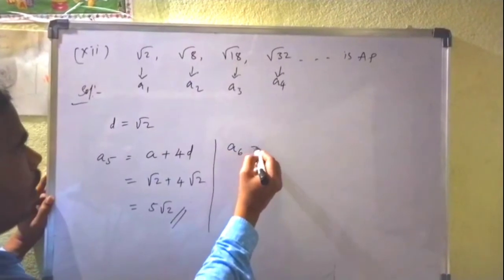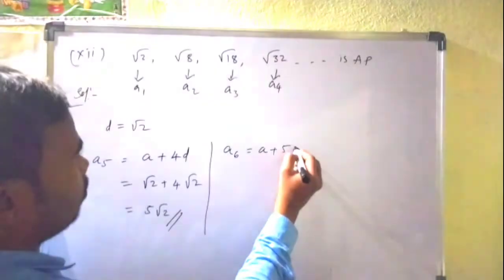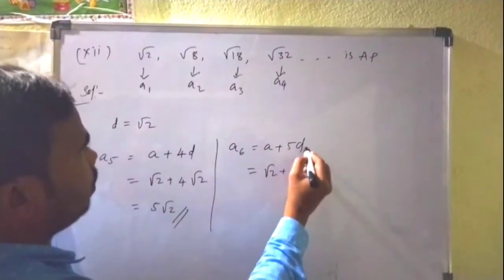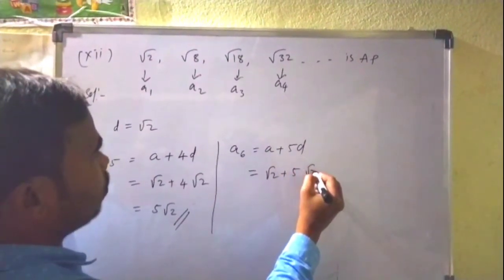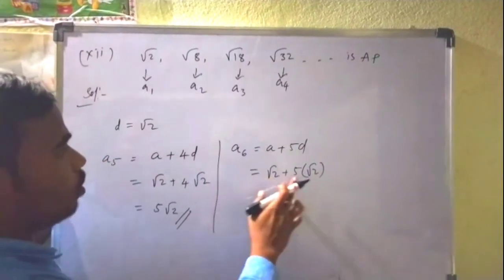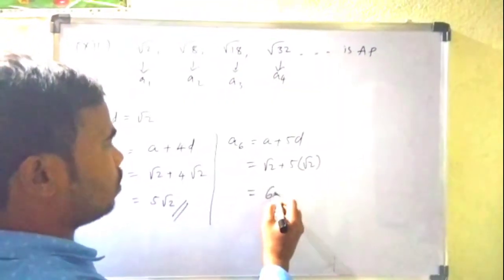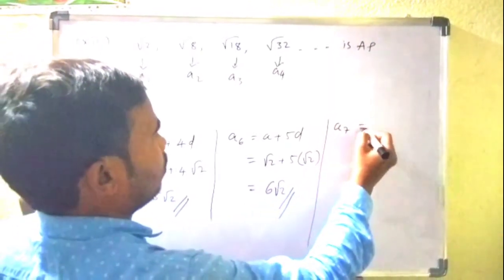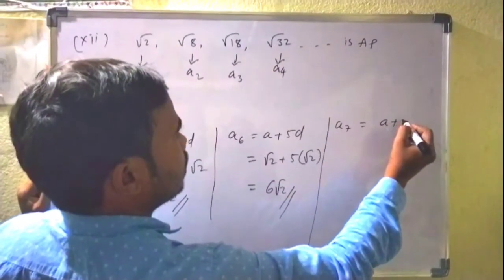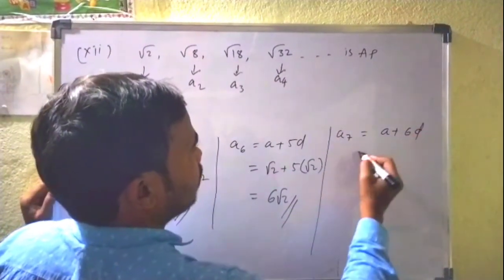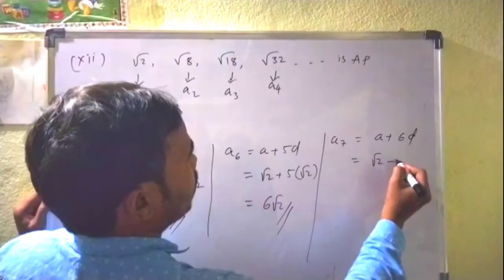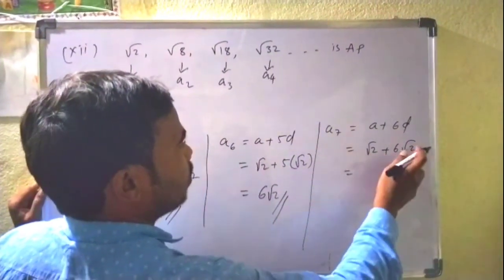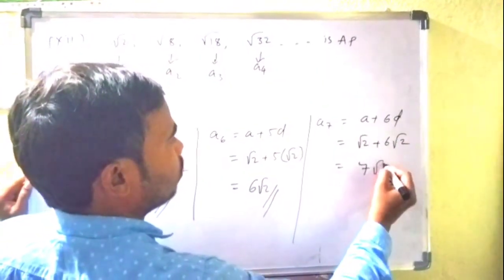Next, A6. A6 is equal to a plus 5d. The a value is root 2, plus 5 into the d value, root 2. So 1 root 2 plus 5 root 2 is a total of 6 root 2. This is also finished. Next, A7. A7 is equal to a plus 6d. So a is root 2, plus 6 into d, which is root 2. 1 root 2 plus 6 root 2 is equal to 7 root 2.